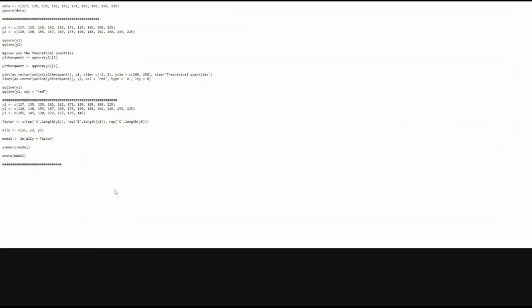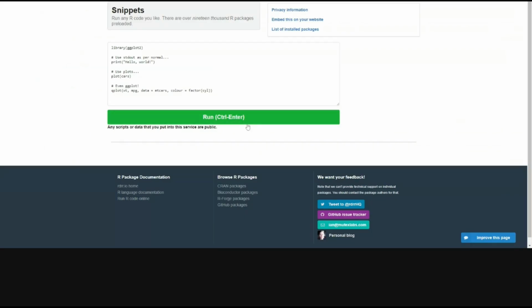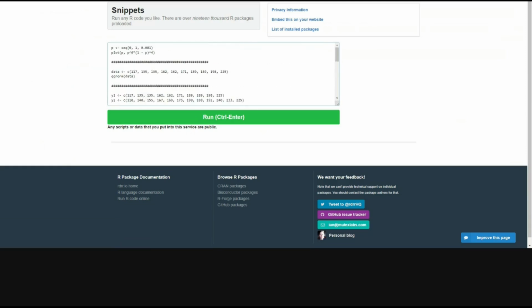One thing about R that I really like is that you can now run it online very easily. I can even demonstrate it without installing anything on this computer. So I'm going to show it to you a bit at a time.